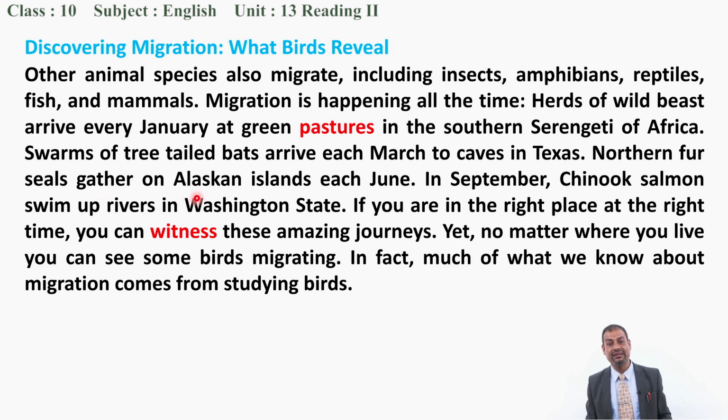They also gather on Alaskan islands each June. What is the month? June, okay. In September, now Chinook salmon swim up rivers in Washington state. Now salmon, fish also migrate, see, swim up rivers in Washington state. It means that what you have to understand, even aquatic animals that live in water also migrate.